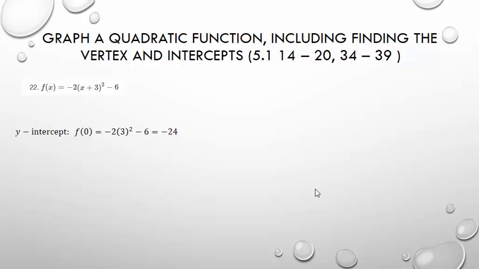We've got negative 2 times 0 plus 3 squared, so negative 2 times 3 squared minus 6, which works out to be negative 24, so I'm going to have to go beyond the standard window if I want to see that one. The vertex we can just see off of the formula. We think about transformations. This one's been reflected and stretched, but it's been shifted to the left by 3, so the x-coordinate will go to negative 3 and then down 6. Negative 3, negative 6 is the location of the vertex by transformations.